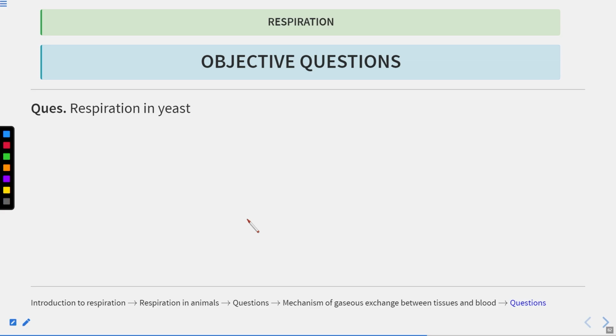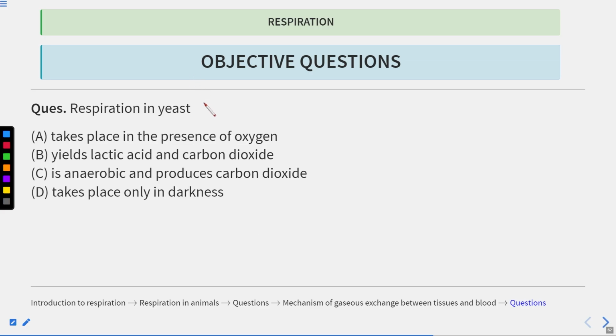The next question is respiration in yeast. Okay, so we already know respiration in yeast is known as alcoholic fermentation. And what does fermentation mean? It means it doesn't require any oxygen, or it takes place in the absence of oxygen, and this is known as anaerobic respiration.